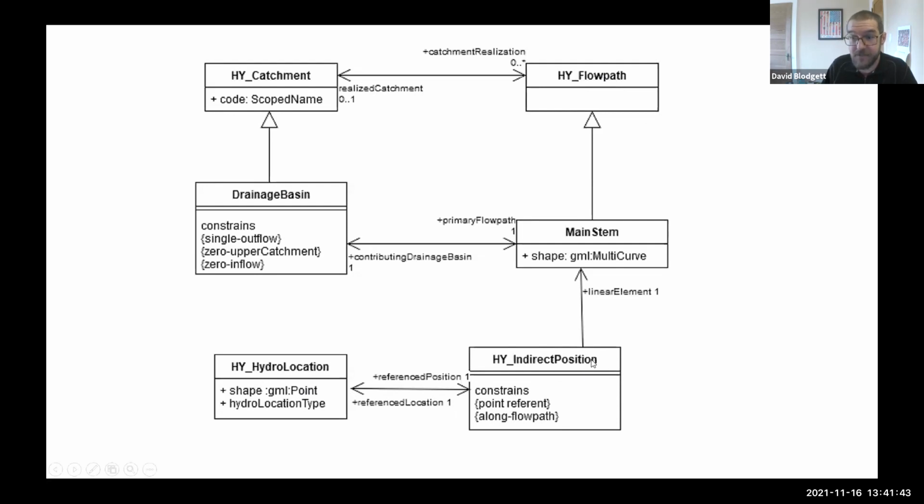The indirect position has some linear element. And so what Mainstems is saying is that the linear element for an indirect position should be a mainstem. And that mainstem should associate to some drainage basin, which is a type of catchment. And what this gives us is a minimally sufficient set of flow paths, which are complete mainstem rivers from headwater to outlet, and drainage basins to cover the landscape at multiple scales to reference our hydrolocation information to.